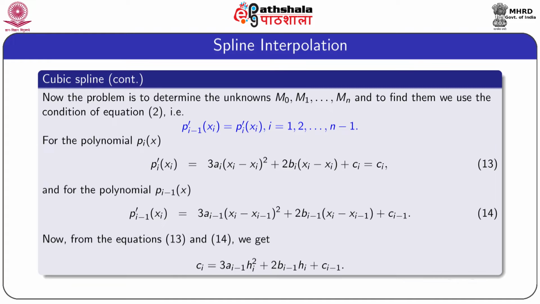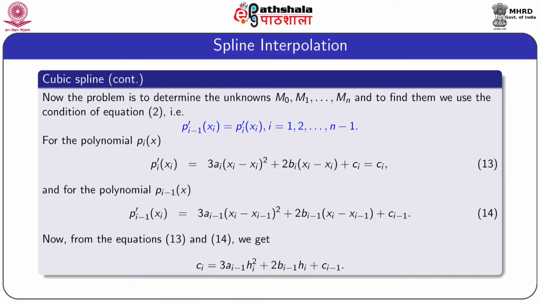Now, for the polynomial p_i(x), we have the first derivative of p_i at x_i equal to 3 a_i (x_i - x_i)^2 + 2 b_i (x_i - x_i) + c_i. Note that the first two terms of this expression are 0. So, this is equal to c_i.